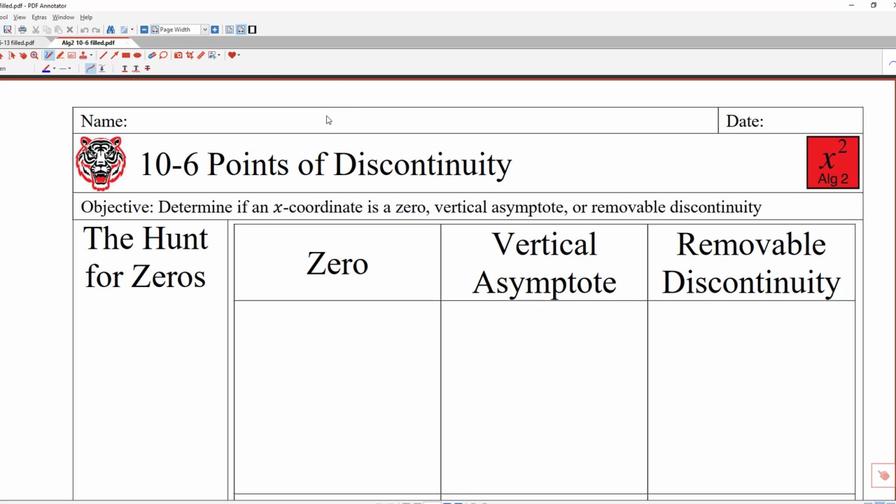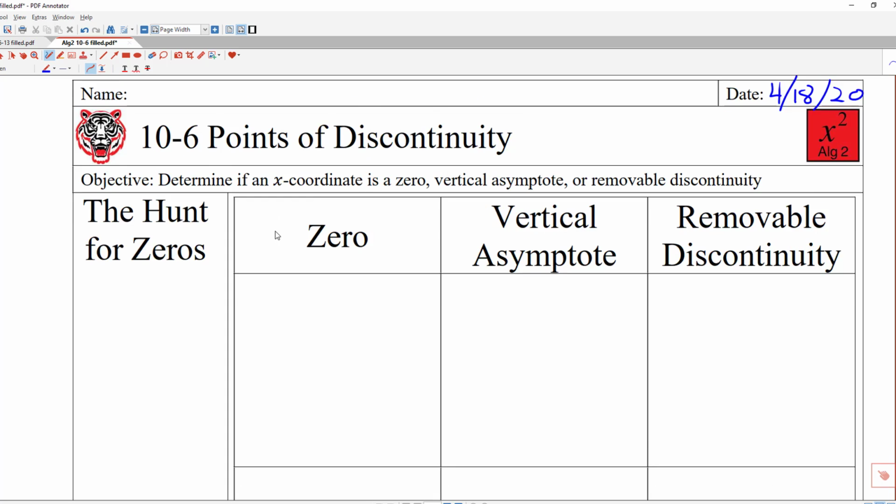This is Algebra 2, Lesson 10-6, Points of Discontinuity. Today's date is Wednesday, April 15th, 2020. Our objective today is to determine if an x-coordinate is a zero, vertical asymptote, or removable discontinuity, assuming it is some sort of point of discontinuity.